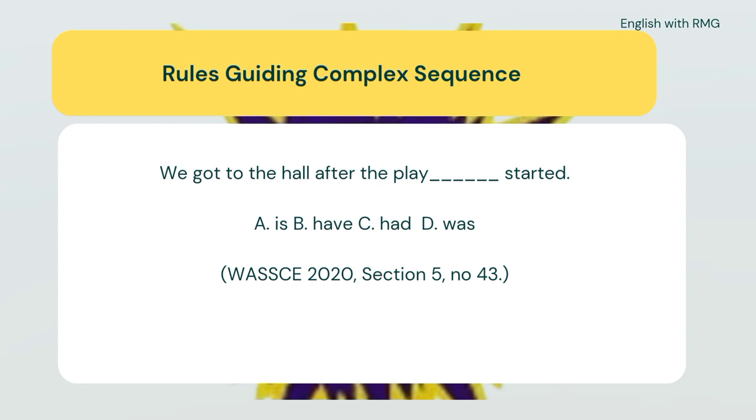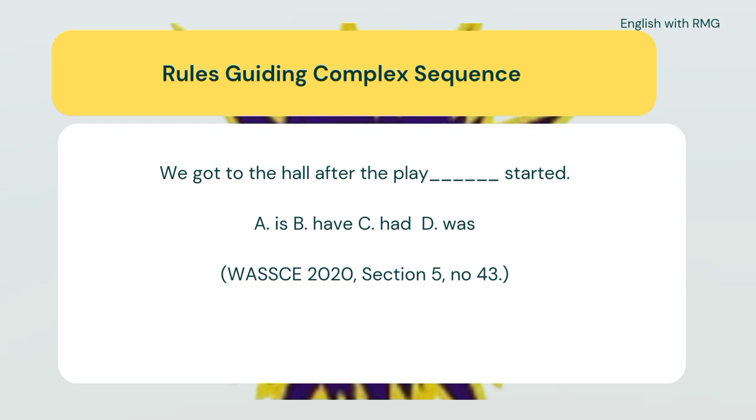Let's consider a question from the WAEC past question. So we have WASSCE 2020, section 5, number 43. We got to the hall after the play started. The first thing is to pay attention to the context. Which of these actions happened first in the past and which one happened later?